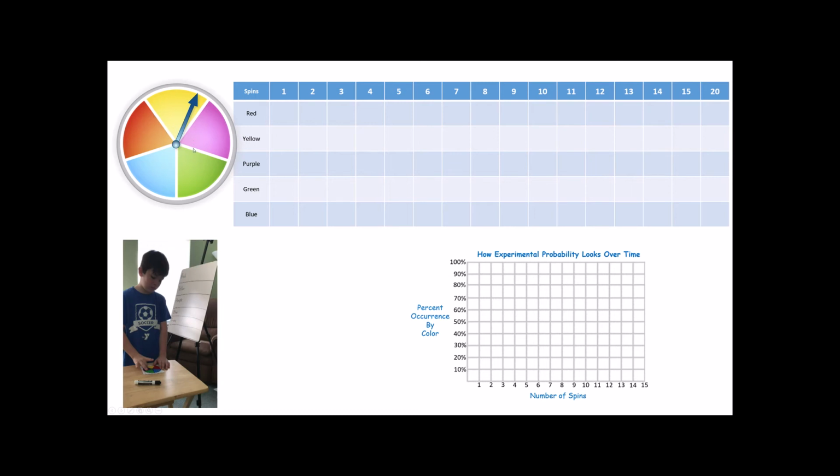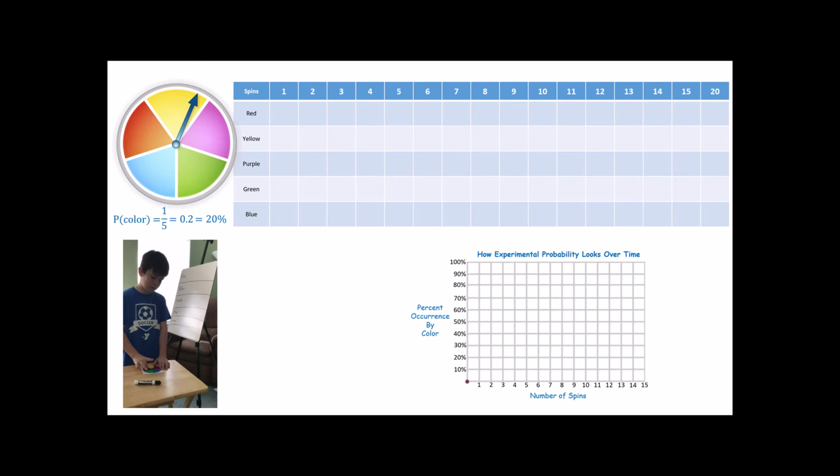Now, what I would expect to happen is I would expect the probability for any of those colors to be 1 out of 5. So yellow should appear 1/5 of the time, purple should appear 1/5 of the time, green should appear 1/5 of the time, blue should appear 1/5 of the time, and red should appear 1/5 of the time. Or as a decimal to percent, it would be 0.2 or 20%. And when he spins this spinner, I would think that every time he spins 5 times, one of those would be green, one would be yellow, purple, and so on.